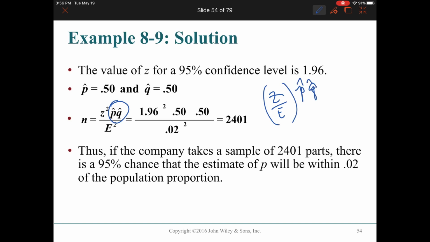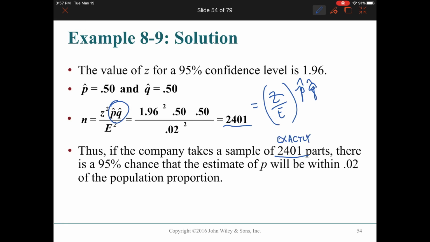Notice these are not squared, but you could do Z over E and then square it. That's what I often do, and then attach your P hat, Q hat. Whether you have the values or not, if you have them, put them in, and if you don't, use 50-50. Some books even say 0.25, which is 0.5 times 0.5, but that's up to you. Anyway, this is a rare one.